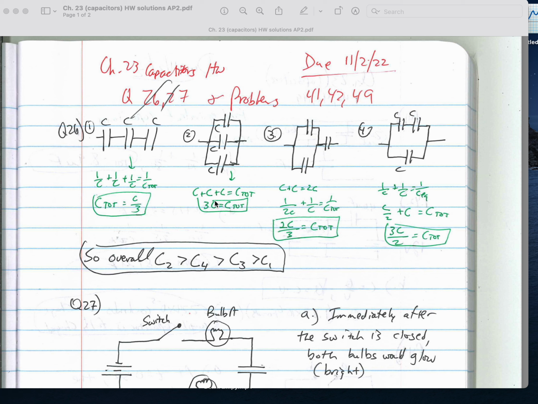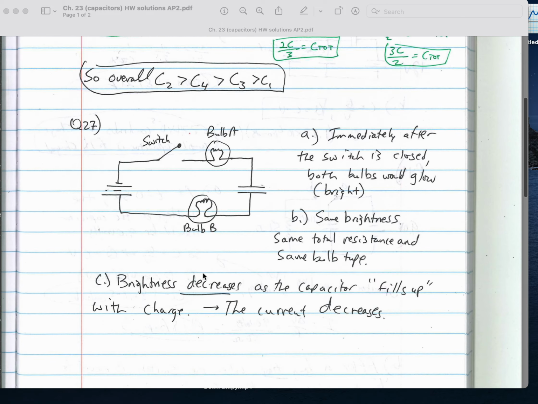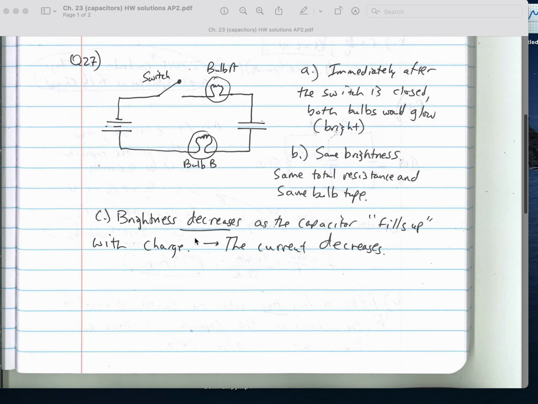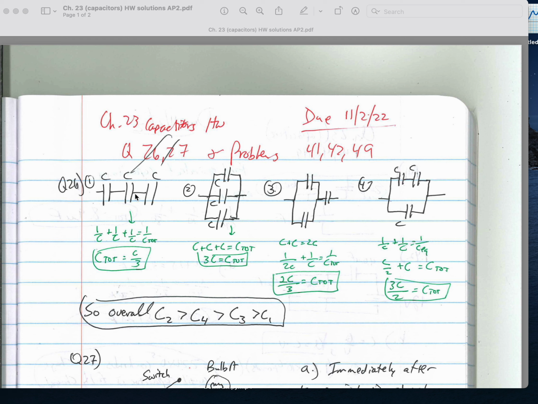Recording. This is the Chapter 23 capacitors part, homework solutions. We went over most of these in class, but I just want to make sure you have this available to you to correct before your test.